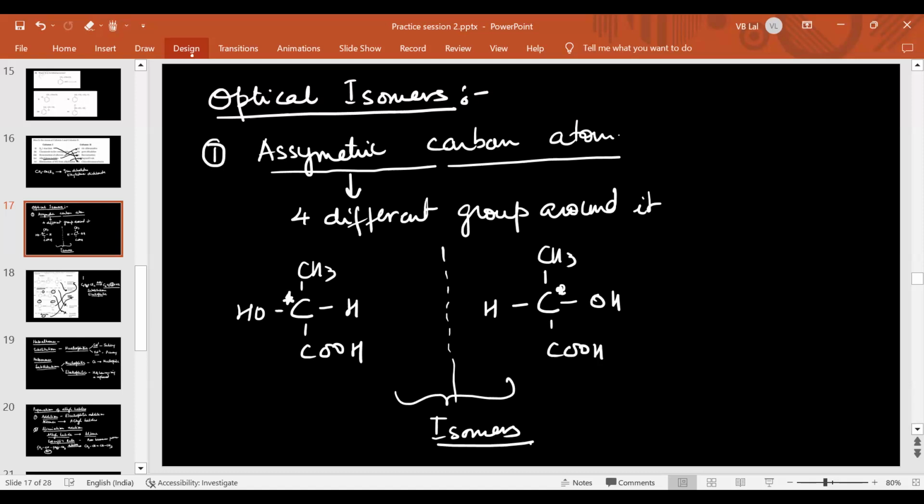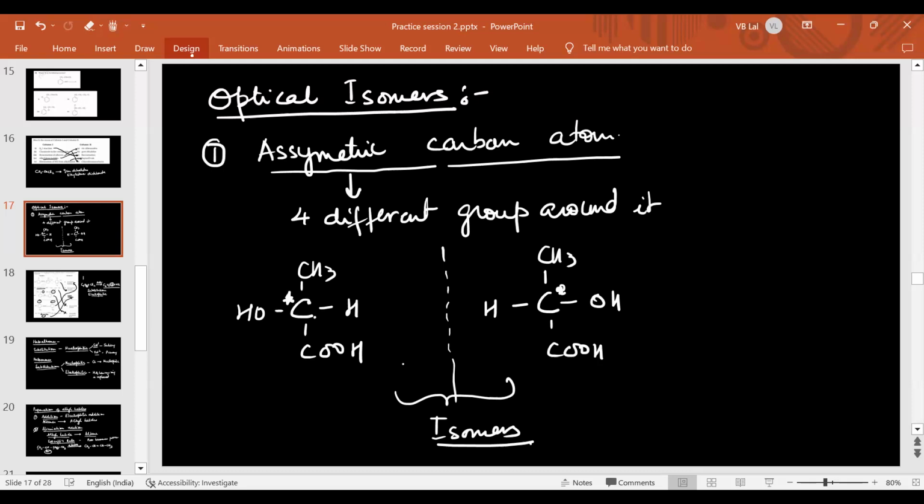Now, if I take any compound and draw a molecule which is its mirror image, that will not necessarily be an optical isomer. For a compound's mirror image to be an optical isomer, it is important that the carbon should be asymmetric. That means it should be attached to 4 different groups around it. So this compound has an asymmetric carbon atom, and its mirror image is an isomer.